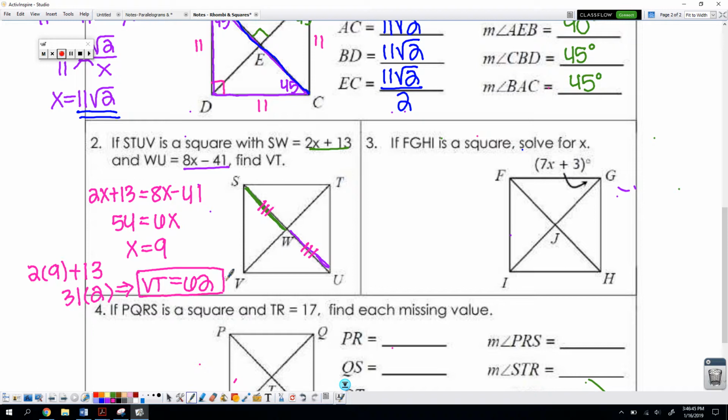Perfect. Now let's go through and look at number 3. Remember I told you there are only 90-degree angles or 45-degree angles in the square. So here we have just part, meaning that this is 45. So we're going to do 7x plus 3 equals 45, and we're going to solve. So subtract 3 and you get 7x equals 42. And then you divide and you get x equals 6. And that's all they ask of us. So we're done.